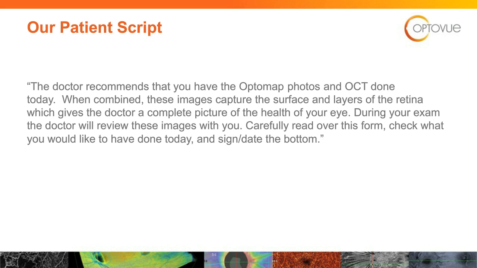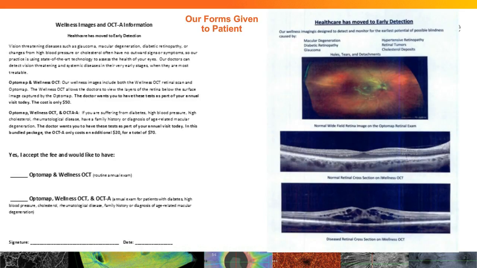Here are our two forms that we give. Here's the one where the office staff just says, please check which one you want. We still offer two levels. We offer the OptiMap and the Wellness OCT, and that's at the $50 level. And we offer the OptiMap and Wellness and OCTA at the $70 level. So there's the verbiage there.